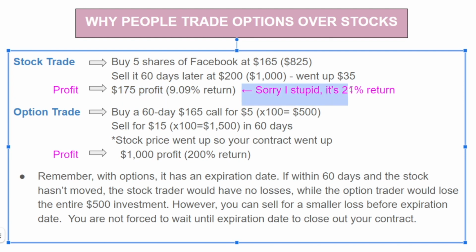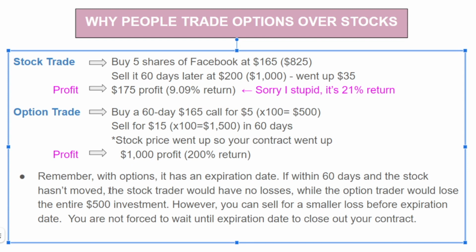The same thing with options. If you buy a $165 call, which is when you bet that a stock will go up, for a $5 premium, for $500, because remember you have to times it by 100, and you sell it 60 days later and the stock price went up $35 to $200, your premium would skyrocket because since the stock price went up, your contract went up and you're in the money. So you sell it for $15, which is $1,500. You made $1,000 profit or a 200% return. So there is a difference of 190% return if you trade a stock versus trading options.